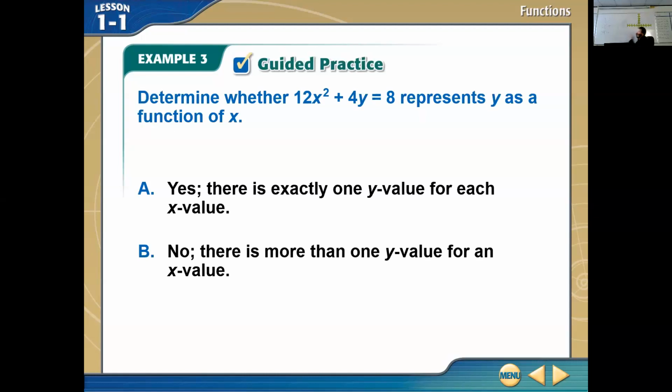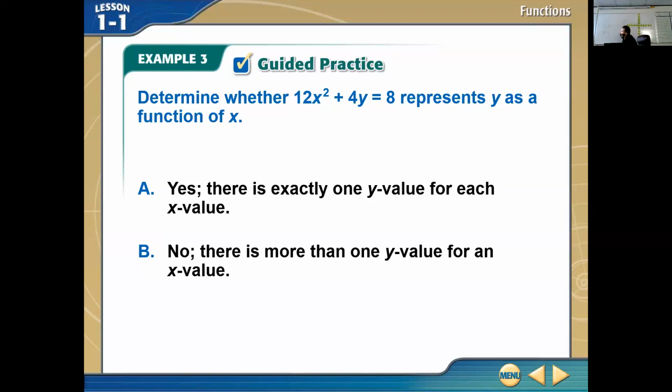Okay, here's our guided practice. Determine whether 12x squared plus 4y is equal to 8, and does it represent y as a function of x? So in this case, we'd do the exact same thing. We'd try to isolate y. So we would subtract 12x squared from both sides, and we'd be left with 4y is equal to a negative 12x squared plus 8. And then we would divide by 4 to isolate y by itself.